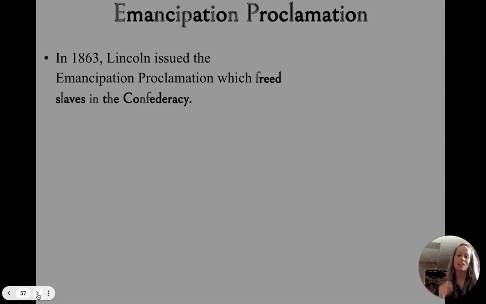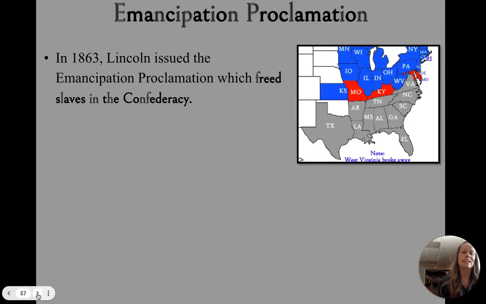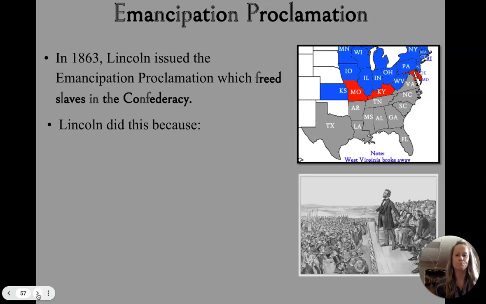Remember, the Confederacy is the Confederate States of America. It's its own nation. And so Lincoln is really, really brave, and he says, you know what, I'm going to free all of the enslaved population in the Confederacy. I remember this because he's proclaiming emancipation. Emancipation means to be freed. And he does this for a couple reasons.